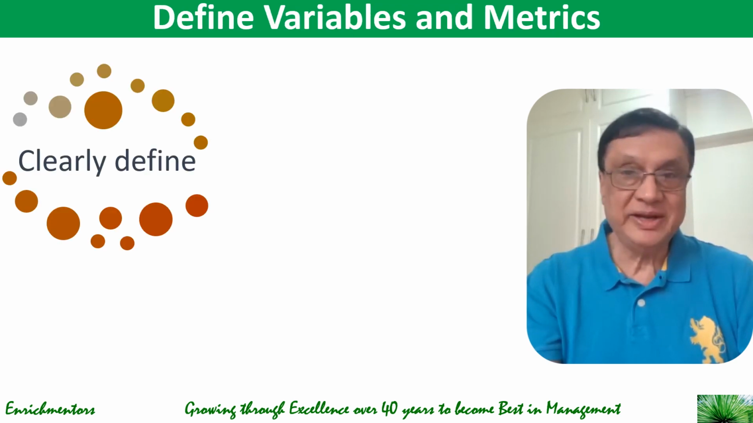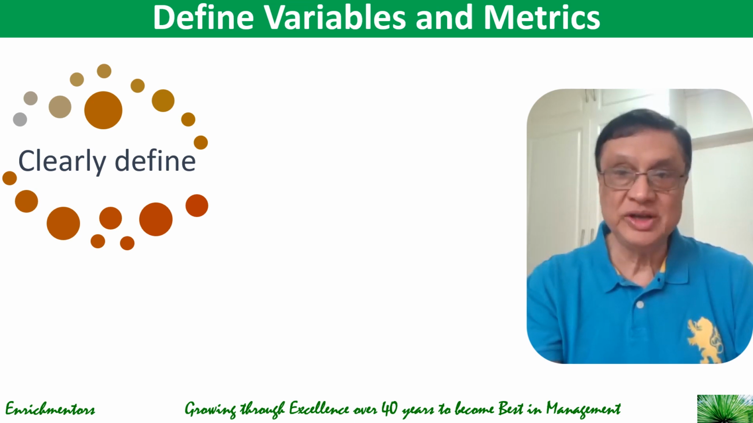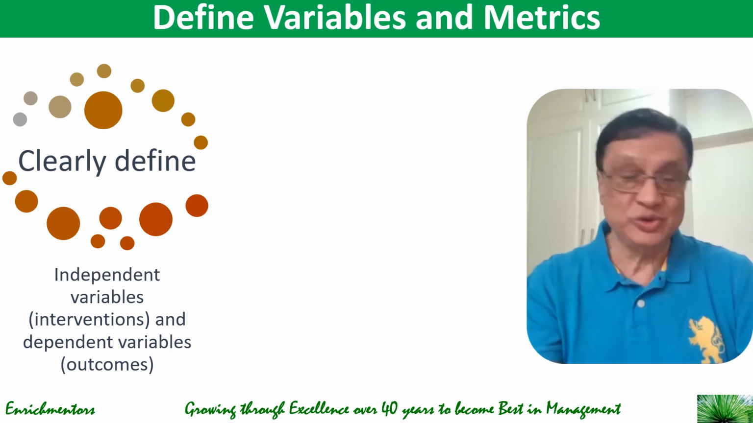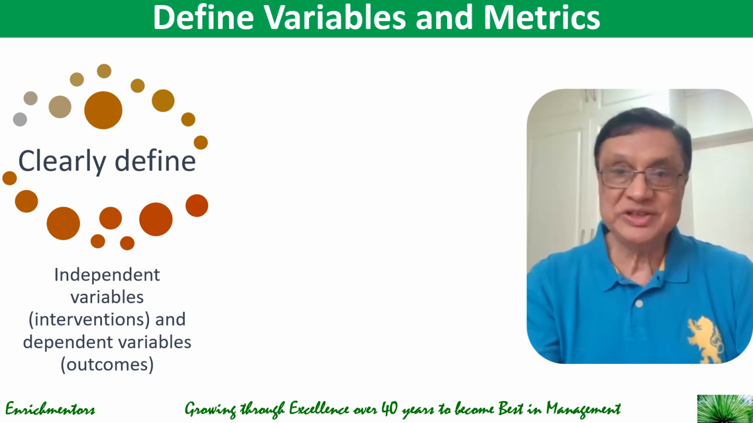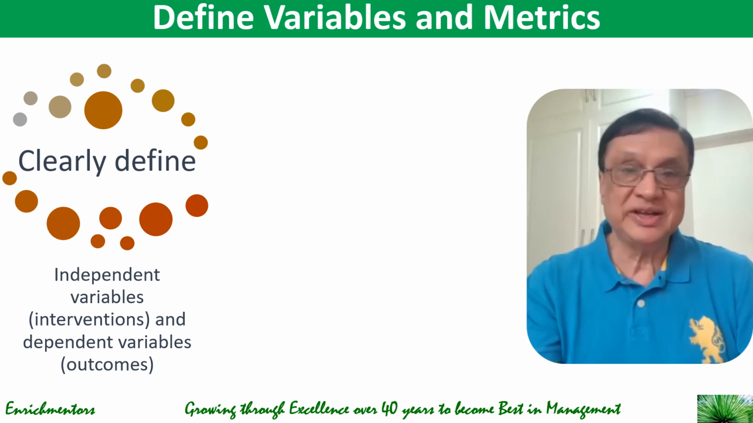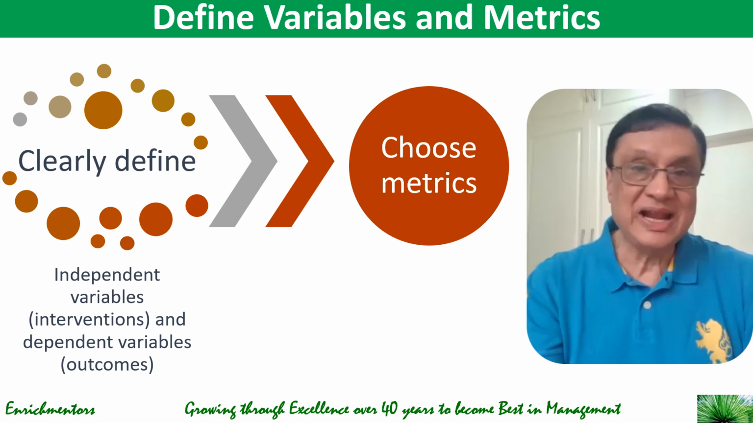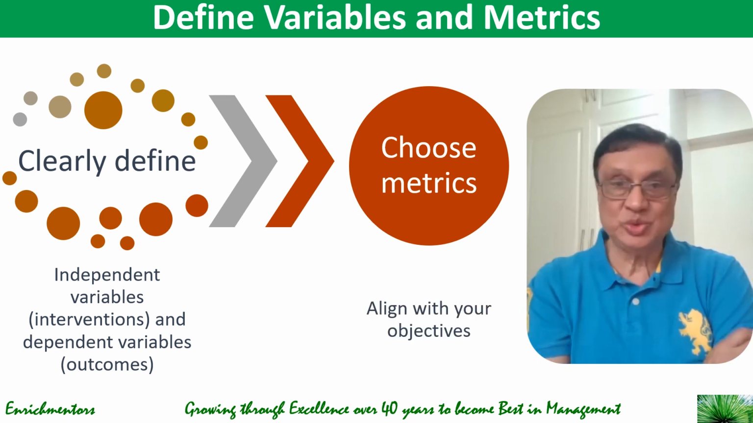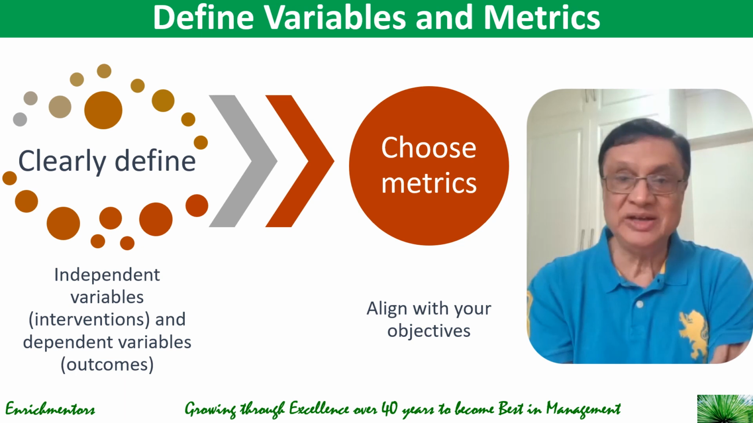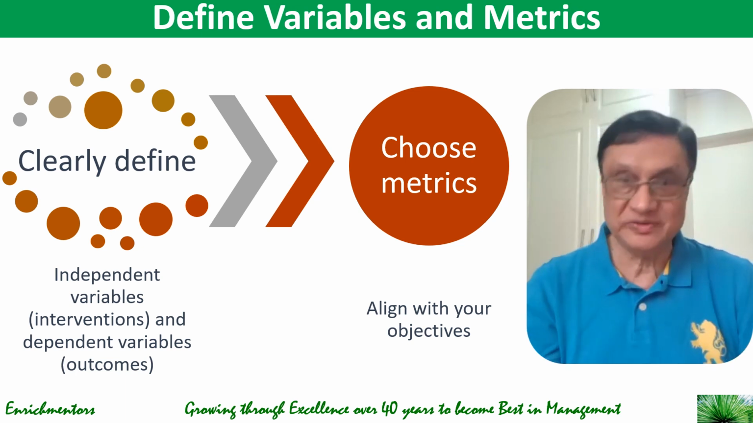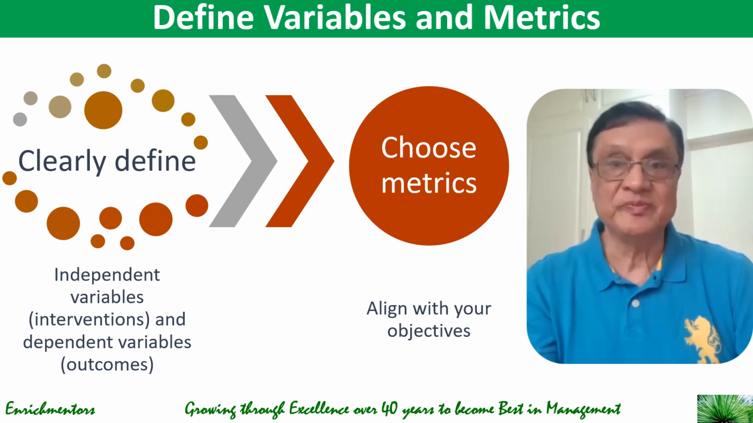Clearly define the independent variables, the interventions, the x1s, and the dependent variables, the outcomes that you will measure. So y, if your equation is y is equal to a function of x1, x2, x3, then x1, x2, x3 are the interventions or the independent variables, and the dependent variable is y, and you clearly define what that y and x1, x2, x3 are. Then you choose the metrics that align with your objective. The x1, x2, x3 and y that you align with your objective, because you want to achieve your objectives with this data science project, don't you?